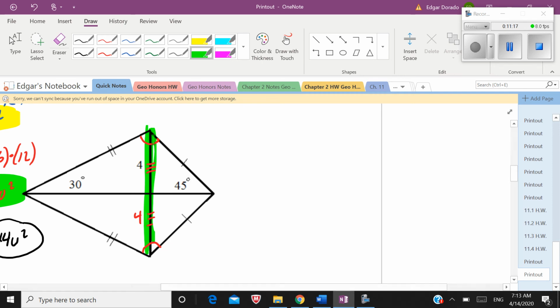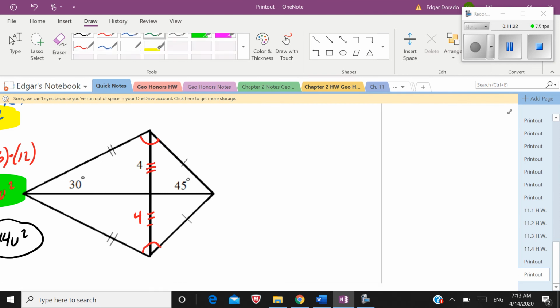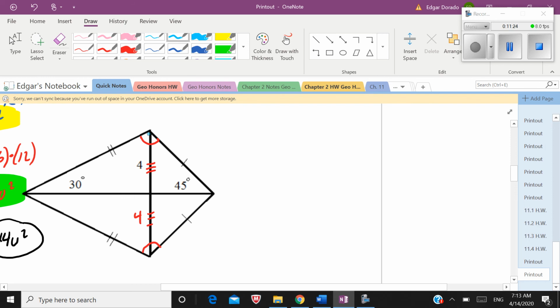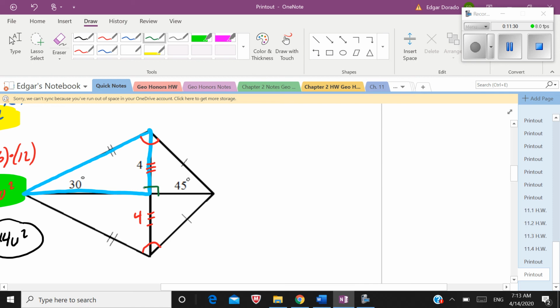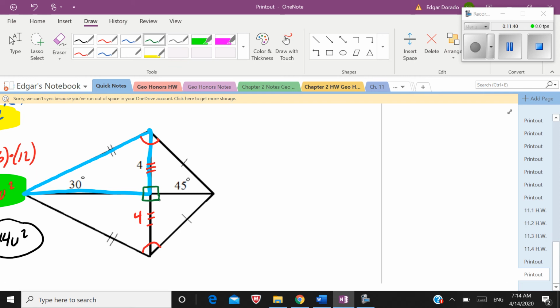Now, if you look closely, you were given right here, let me see if I can get a thicker marker here, that this is 30 degrees. Now, what do you also know? You know that these diagonals are perpendicular to one another. Okay, well, doesn't that blue triangle show you a 30, 60, 90 degree triangle, guys? Hopefully you're noticing that. So this right here is 60 degrees. Okay, so let's do some work.